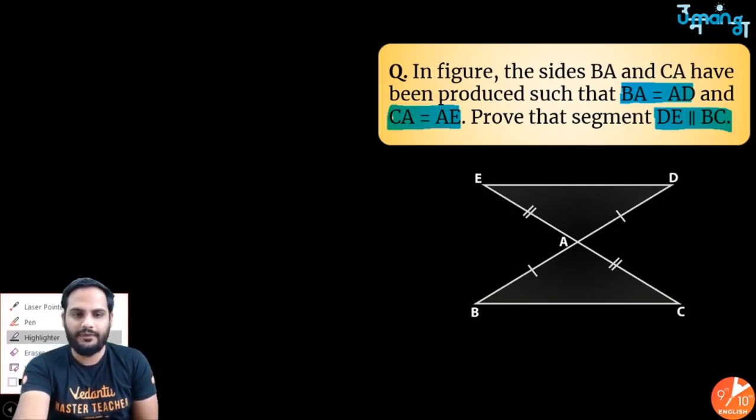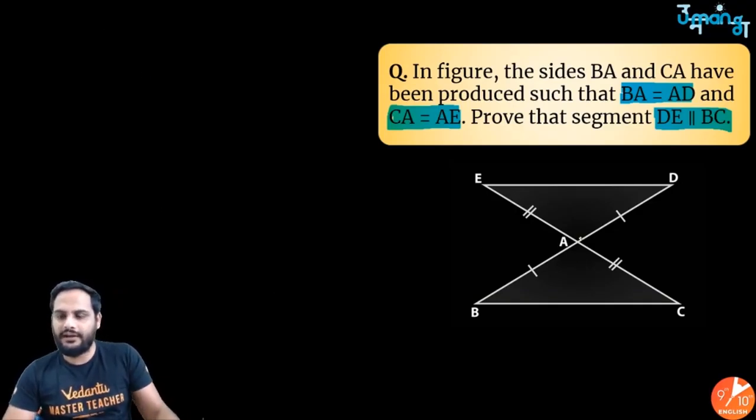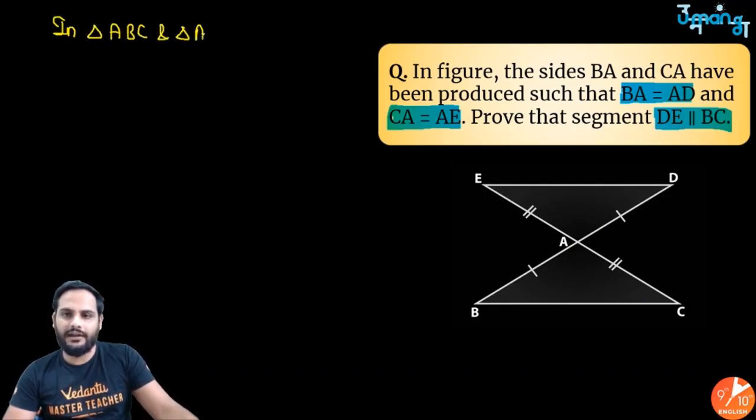Let us solve this. Okay, so I am saying, sir, I can definitely see two triangles here, triangle ABC and triangle ADE. So I can say, in triangle ABC and triangle ADE, first thing, AB is equal to AD. AB and AD are equal, right? And second, I know that AC is equal to AE.